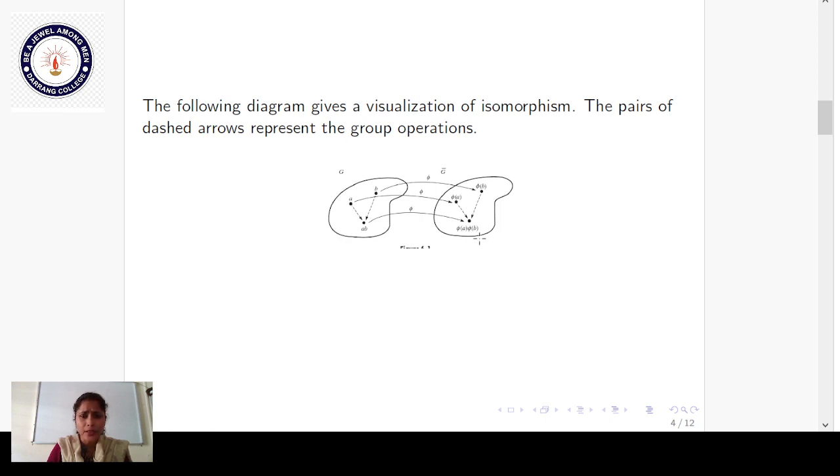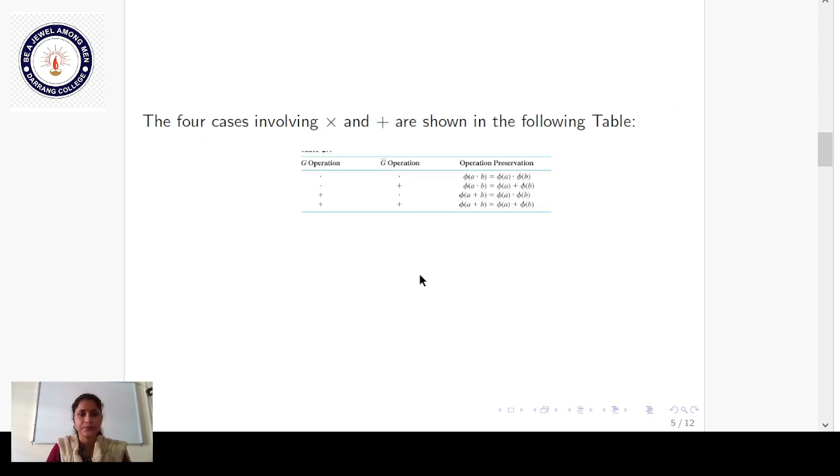Let us consider this diagram. As you can see, we have considered two elements A and B from the first group, which under the binary operation of G are combined to AB. The images of these two elements under phi are phi(A) and phi(B), which are combined as phi(A) phi(B) under the operation of G bar. So under phi, the image of the element AB from the first group is related to the element phi(A) phi(B) of the second group. This is the graphical or diagram representation of an isomorphism.